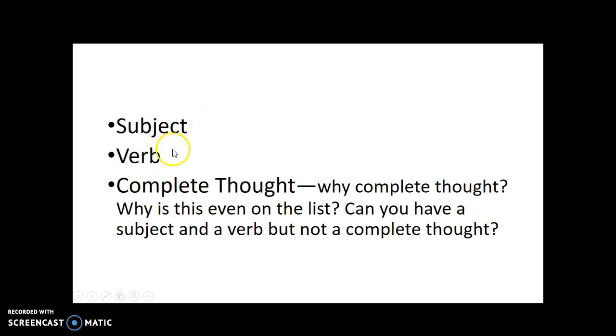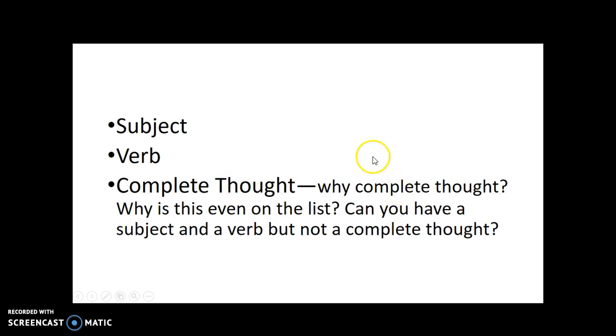Okay, so you probably got the subject and the verb, or I hope you got the subject and the verb. By the way, I say verb, and a lot of other people say predicate. Kind of means the same thing. Predicate means verb or verb phrase. And when I say verb, I mean verb or verb phrase. So subject, verb, complete thought.